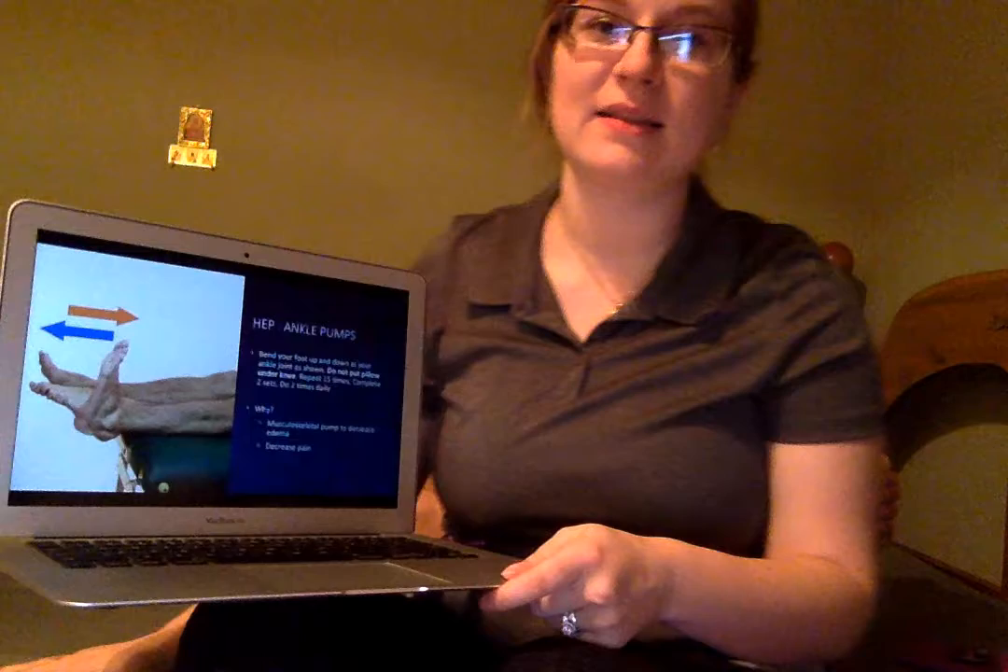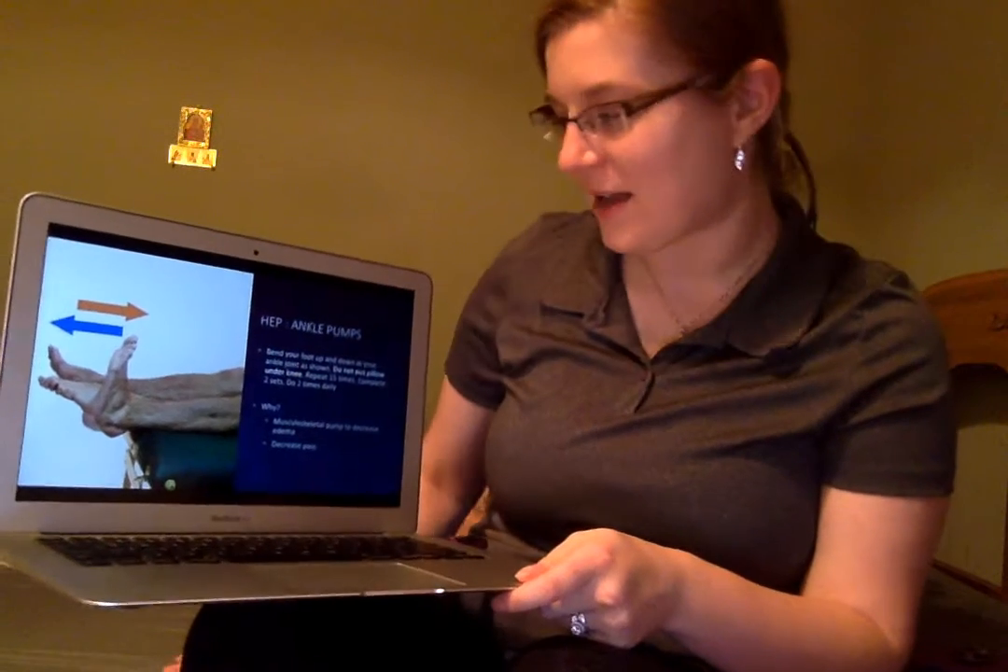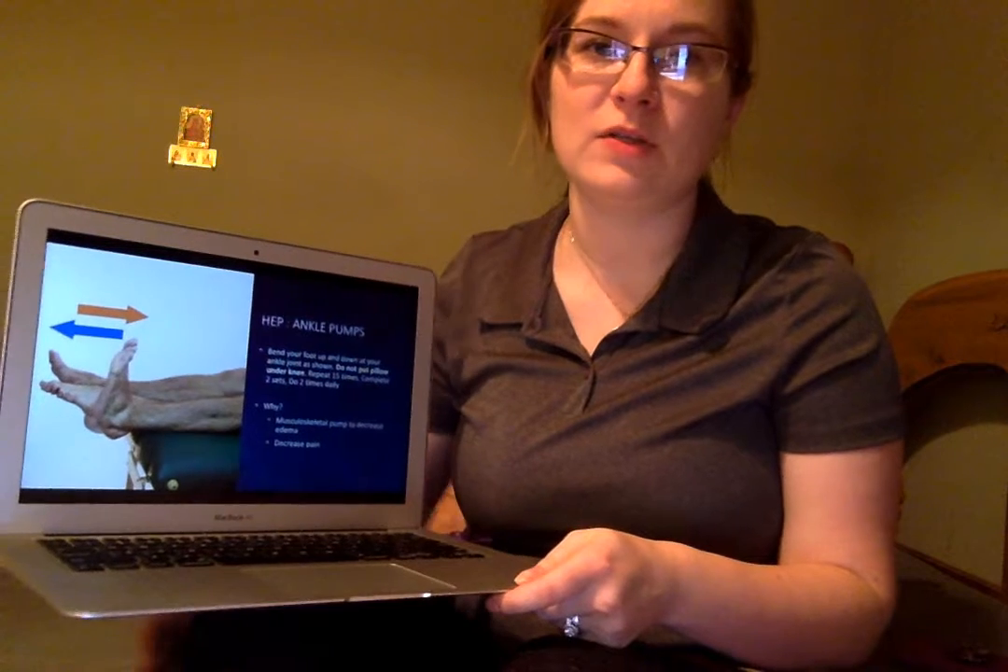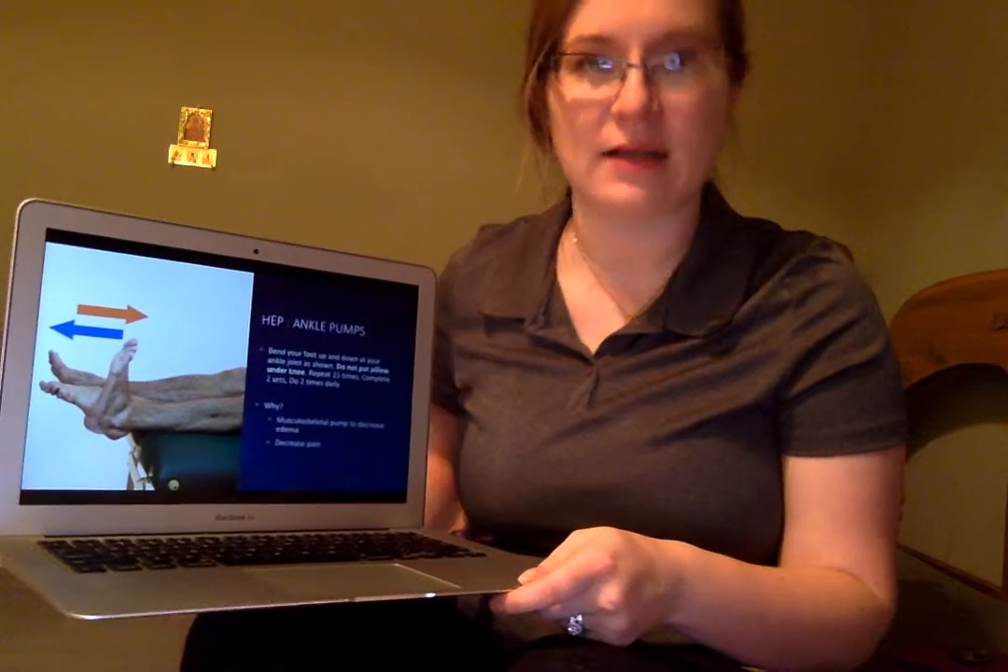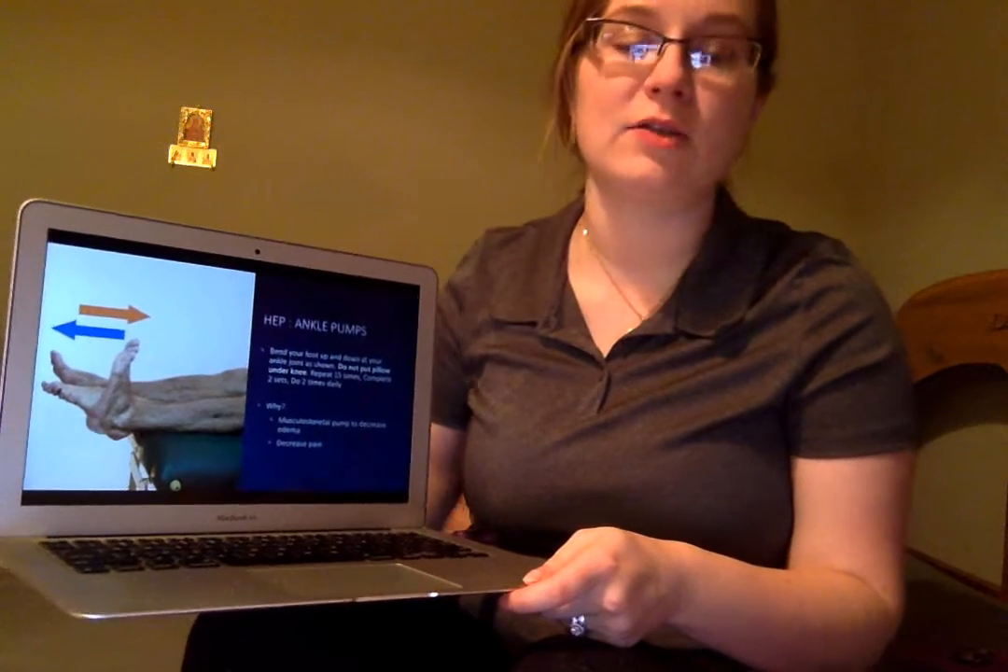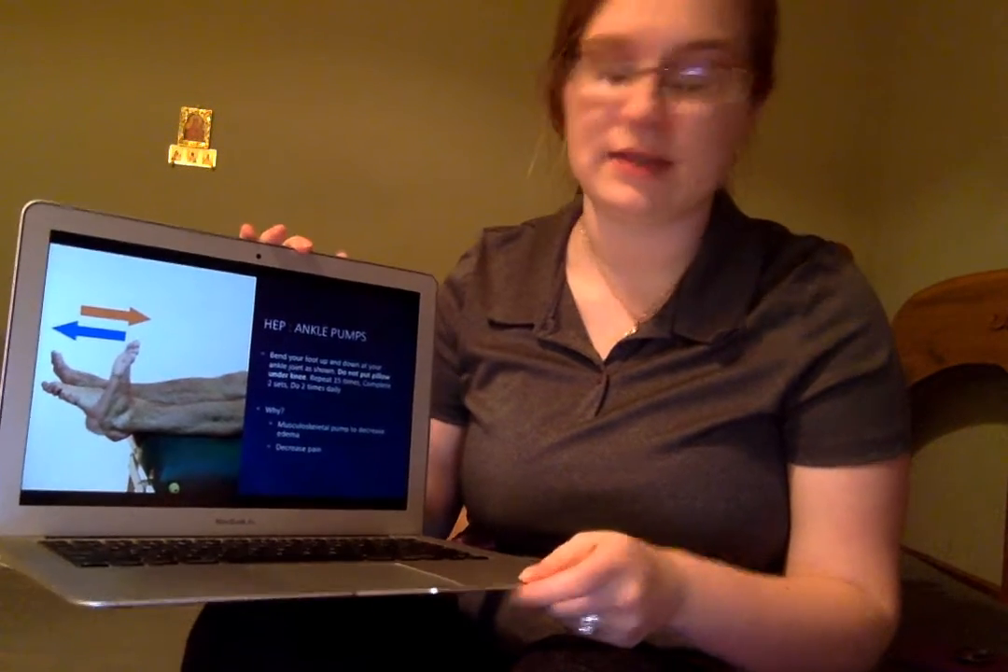So why did I pick the ankle pumps? Because it's a musculoskeletal pump that will help to shift the edema in the knee back into the body, the fluids, and it will help her decrease her pain once the edema has gone down.